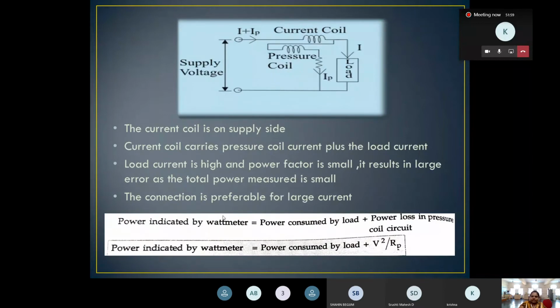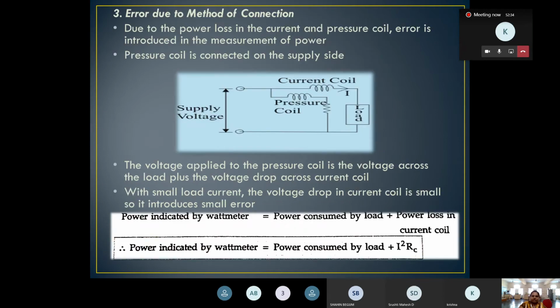And what is the power indicated by the wattmeter? When I go for this construction, it is power consumed by the load plus power loss in the pressure coil circuit, in terms of voltage. So power indicated by the wattmeter equals power consumed by the load plus V square divided by Rp, where Rp is the resistance of the pressure coil. This is the error due to the method of connection.